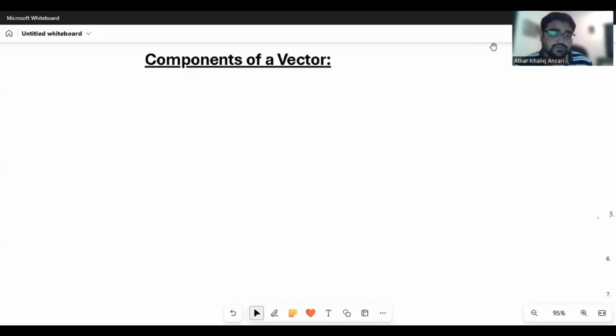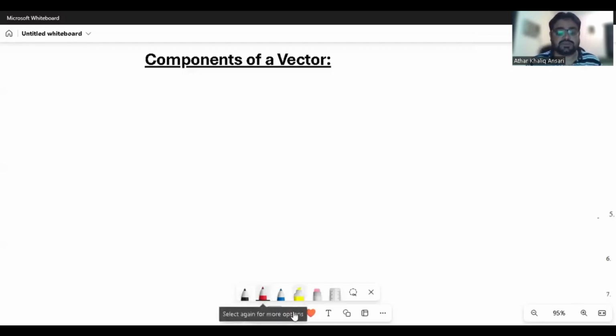Today, we are going to talk about components of a vector. The first thing that I'm going to review is, as you guys are very well aware, that a vector is any physical quantity that has direction and magnitude. To represent any vector, we usually draw a line. The length of the line shows the magnitude, and the arrowhead shows the direction.